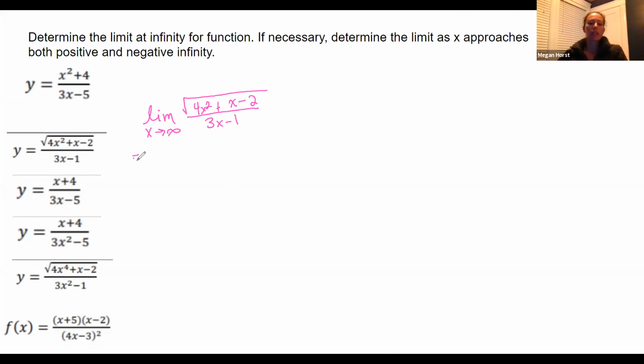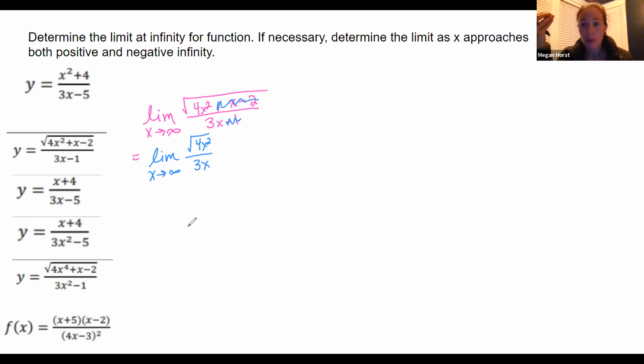So the first thing we're going to do is the same thing we did in the last problem. We only care about these leading terms. So I'm going to ignore all of that because it really just doesn't matter when you get down to infinity. So we have now the limit as x approaches infinity of the square root of 4x squared all over 3x. Now we need to take a minute to talk about what this square root of 4x squared means.